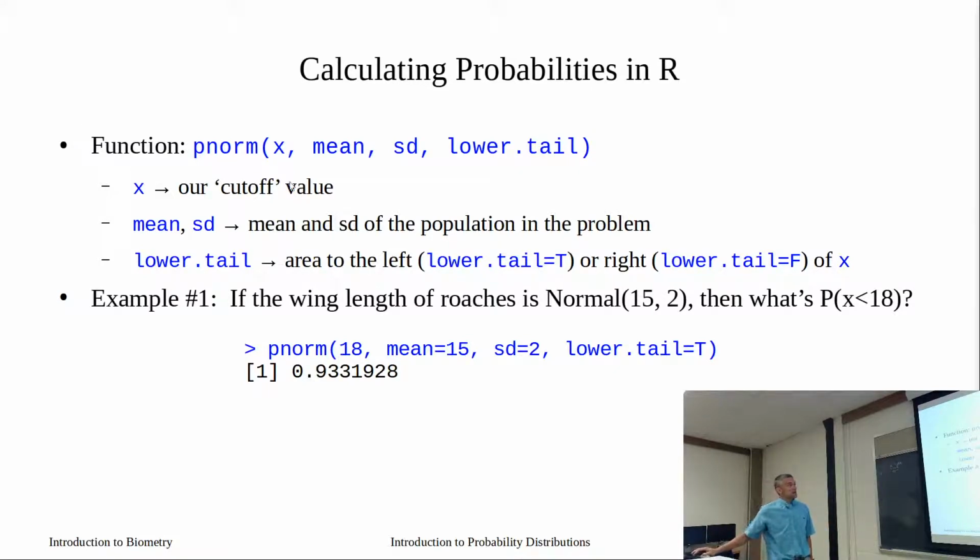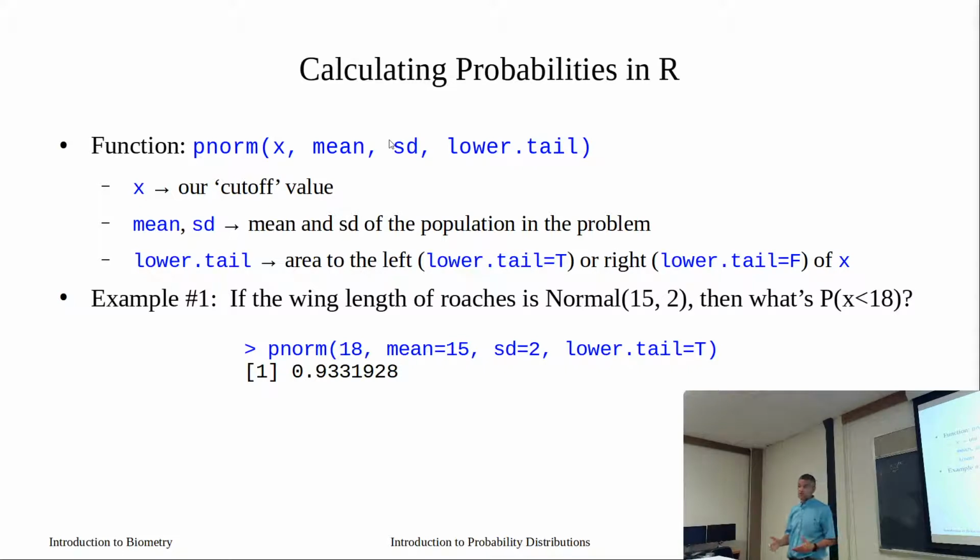So pnorm will give us that slice, to the left or to the right of some value. So our value that we're interested in is x. So we want the probability that we get a value less than or greater than this x value. And we're working with a distribution with a given mean and a standard deviation. Now, again, if we leave off mean and SD, if we don't give it to R, it assumes a 0-1 distribution.